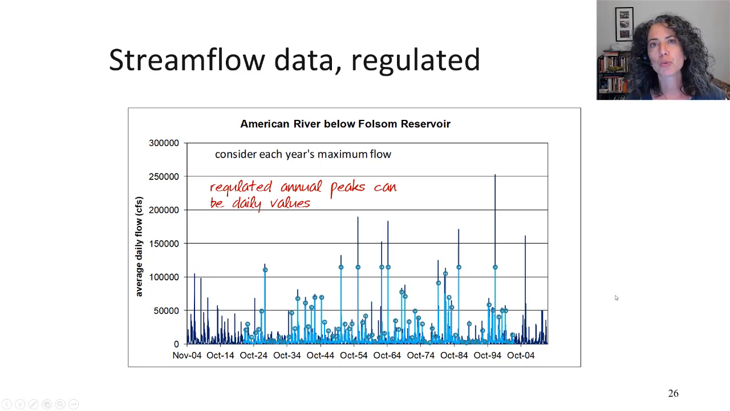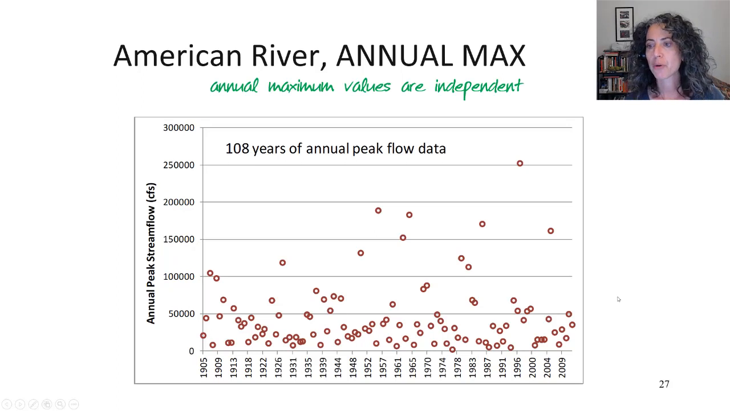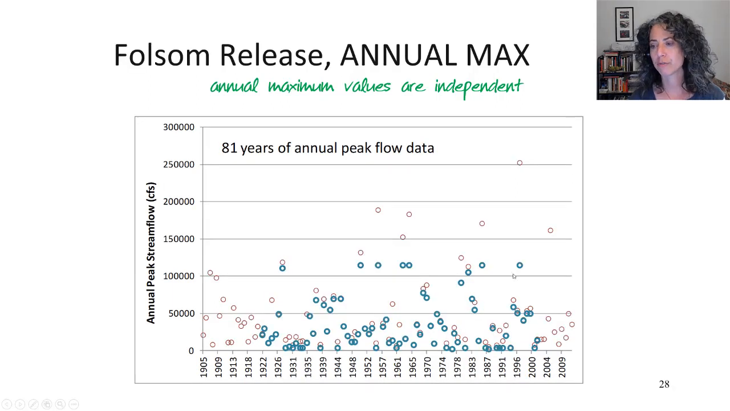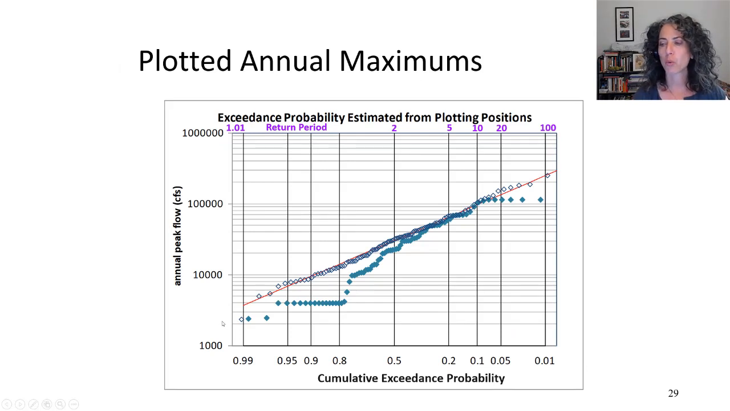In the same process as with the unregulated flows, we're going to pick out our annual maximums. Our data set now, instead of being these 108 annual maximum unregulated flows, we're going to have 81 regulated maximums. And we do a frequency analysis of those by sorting them, ranking them, and plotting them against plotting positions. So our original unregulated flows are now the hollow diamonds, and the blue is our regulated flows.